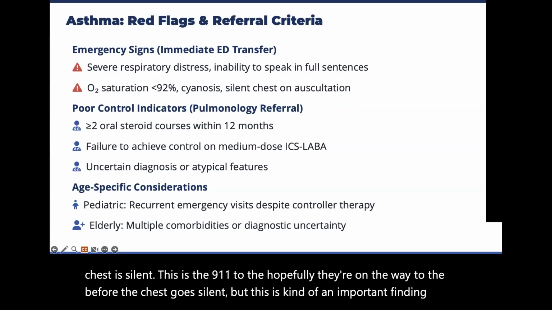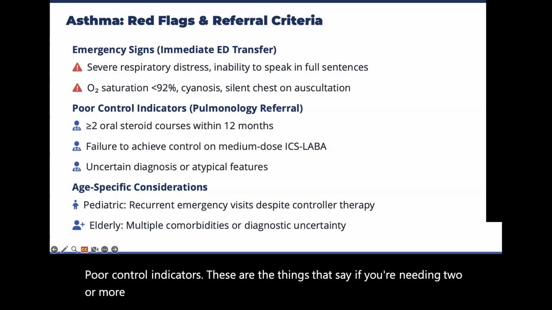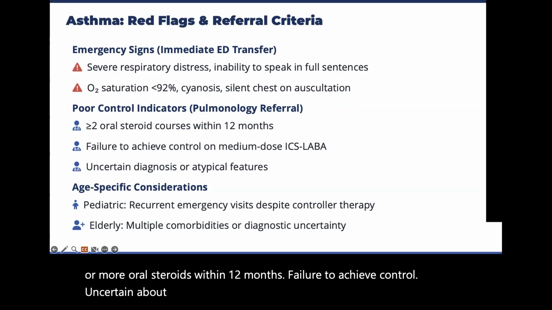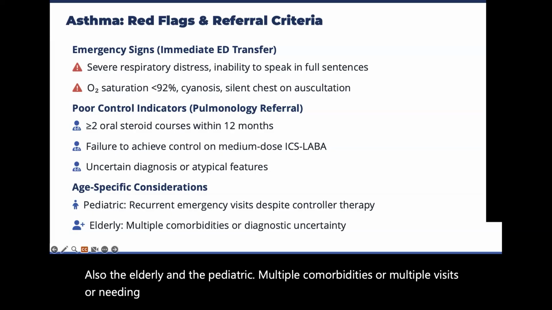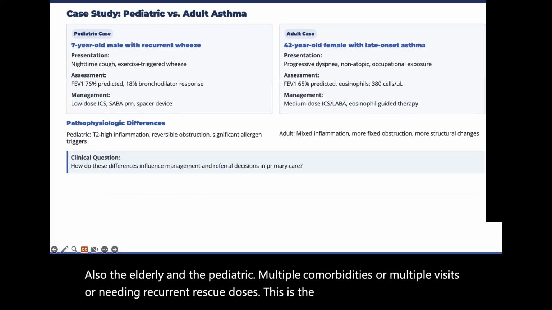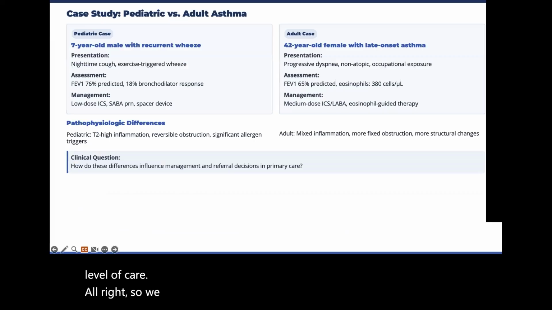Poor control indicators, these are the things that say if you're needing 2 or more oral steroids within 12 months, failure to achieve control, uncertain about the diagnosis, this is who you're referring to pulmonary. Also, the elderly and the pediatric, multiple comorbidities or multiple ER visits or needing recurrent rescue doses, this is the person that needs a higher level of care. All right. So we are going to talk about these case studies.